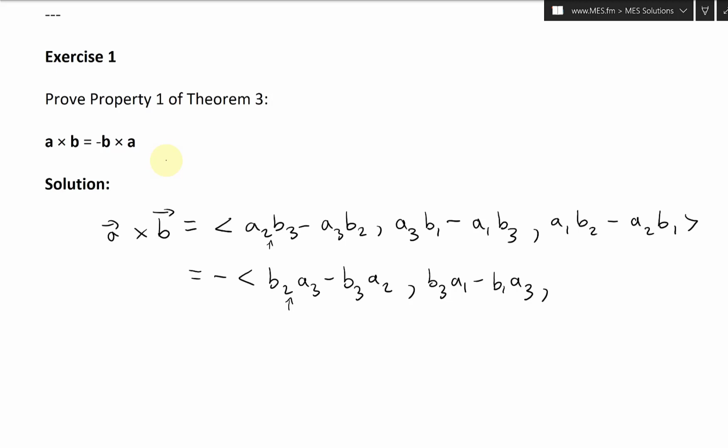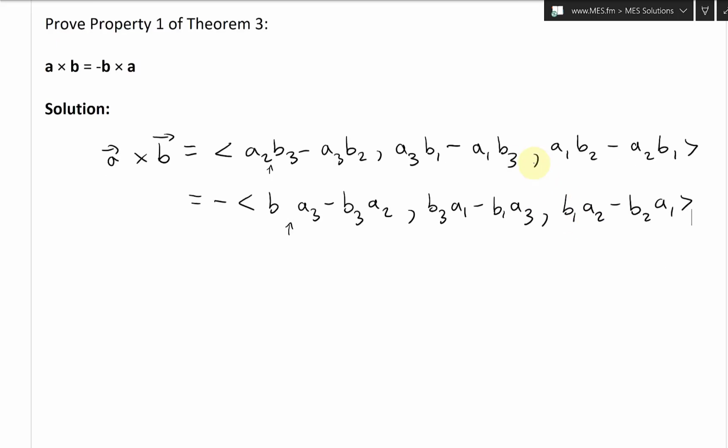And then the next one is going to be B1, A2. This part's positive, but we'll put the B in front. And then this is going to be negative, B2, A1. Like this. All right. And now, we took the negative all out here, so this equals negative, and well, we know all this.